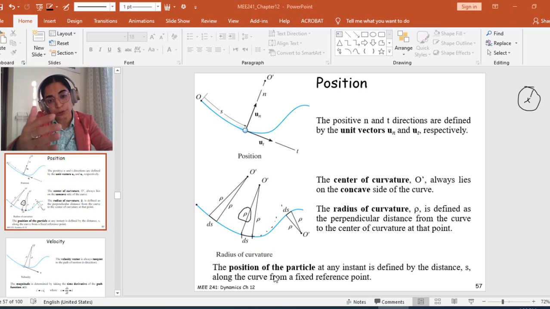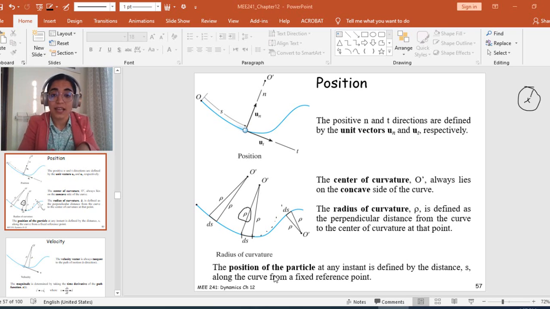So you cannot put O prime, or O, or the center of curvature outside this concave side or outside this circle. Alright, so the radius of curvature is defined as the perpendicular distance from the curve to the center of curvature, while the center of curvature always lies on the concave side of this curve.